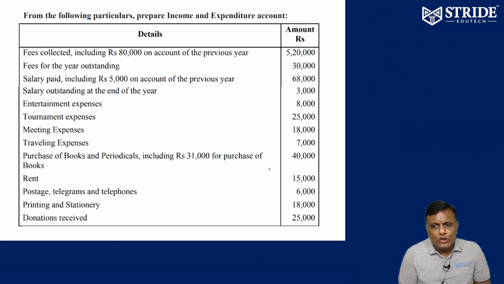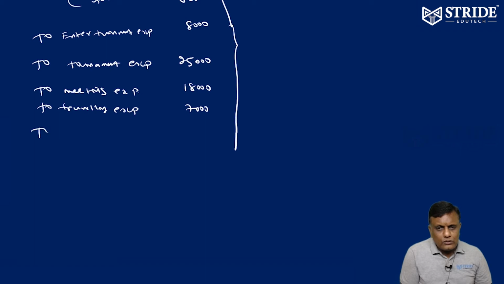Next, purchase of books, 40,000, including periodicals. So 31,000 is purely books, and books means asset. 40,000 minus 31,000 asset, balance 9,000 periodicals. It is a use and throw item, therefore revenue expenditure.